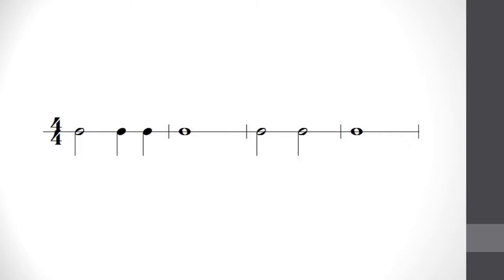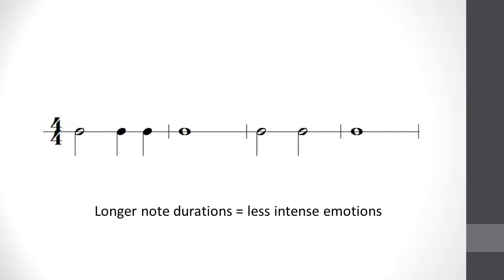Because most of these notes are of a longer duration, this rhythm could be said to be depicting peacefulness or tranquility. Longer note durations usually depict the less intense emotions or moods. 4/4 meter also contributes to this. Since the measures are longer, the notes within them can be of a longer duration.